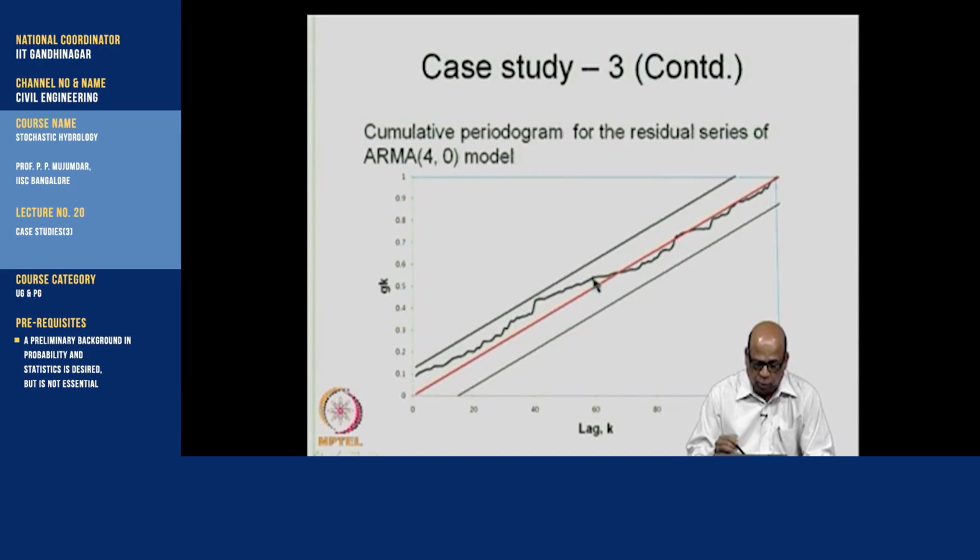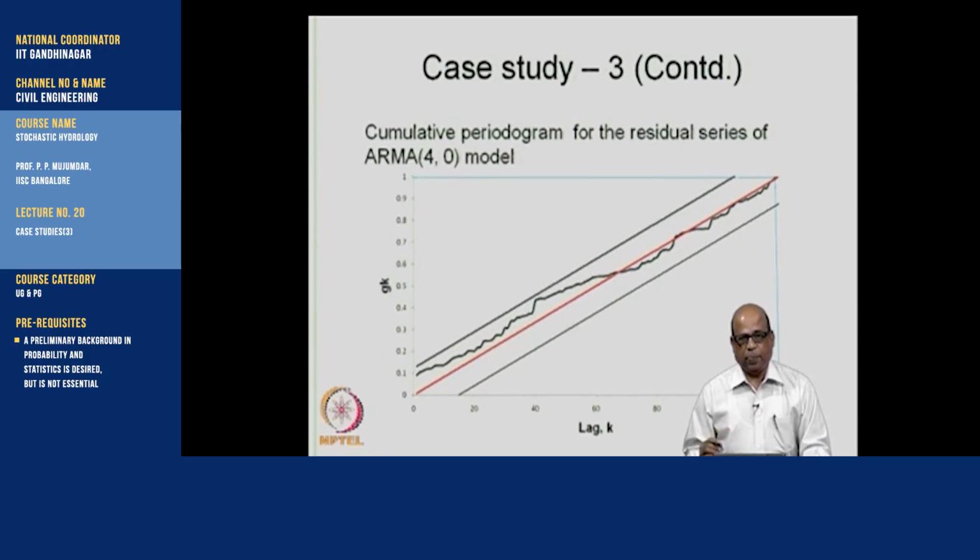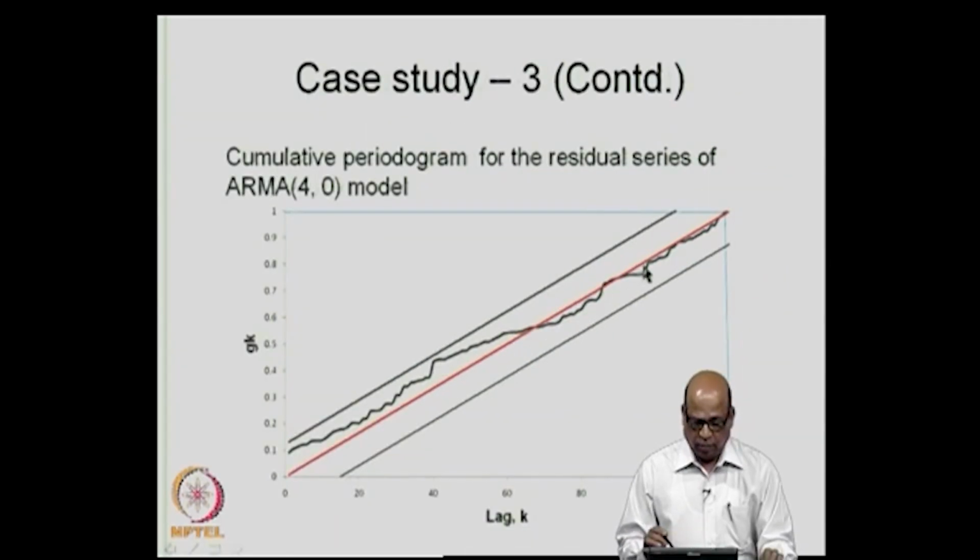If the entire cumulative periodogram lies within this confidence band, then there are no significant periodicities present in the data. As you can see, the cumulative periodogram in this particular case of the residual series lies completely within the confidence band, and therefore, there are no significant periodicities present in the data, and therefore, the residual series corresponding to the ARMA 40 model passes the test for periodicities. When I say it passes the test for periodicities, it means that there are no significant periodicities present in the residual series.